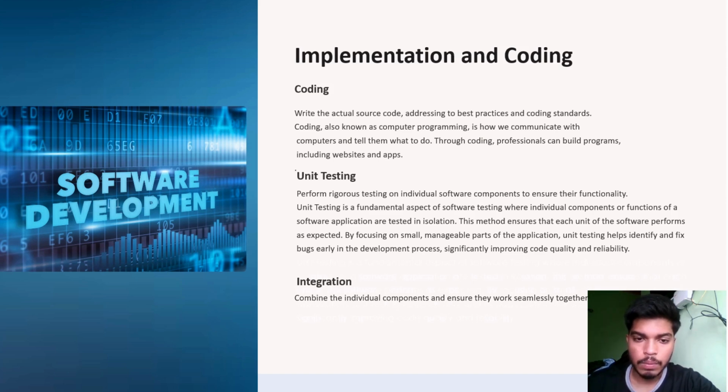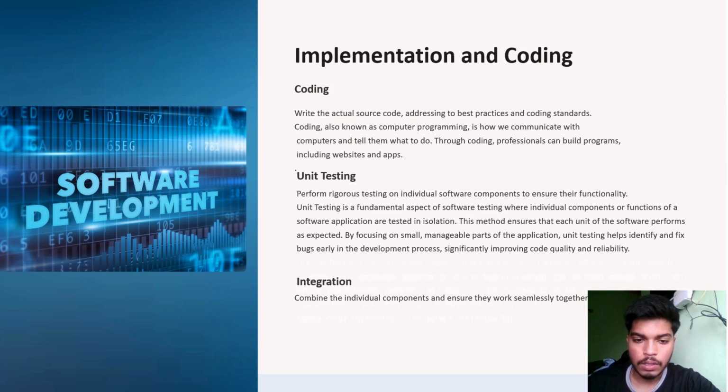Next one is definitely we have to conduct unit testing. Unit testing performs rigorous testing on individual software components to ensure their functionality. Unit testing is a fundamental aspect of software where individual components or functions of a software application are tested in isolation. This method ensures that each unit of the software performs as expected. By focusing on small manageable parts, unit testing helps identify and fix bugs early in the development process, significantly improving code quality and reliability.